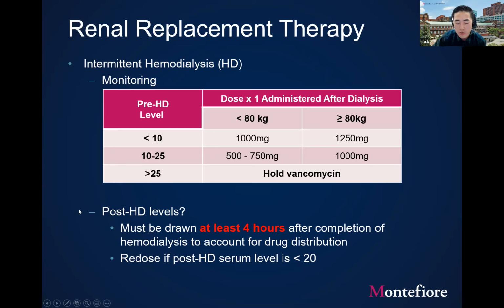The reason why we don't do post-HD levels is you have to draw it at least 4 hours after completing HD to account for drug distribution. So if you draw it too early, the level is going to be falsely low. So it makes it hard to interpret. But if you do get it, it's a true level because it's actually after HD. So if it's less than 20, just redose them.